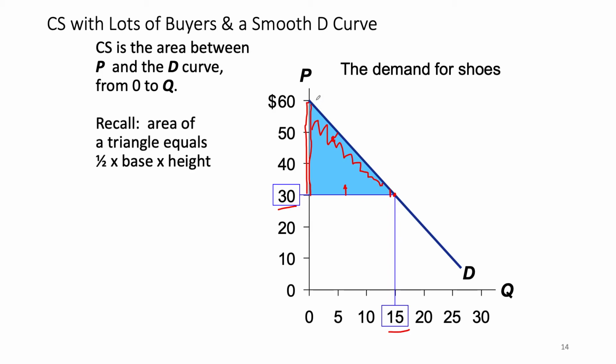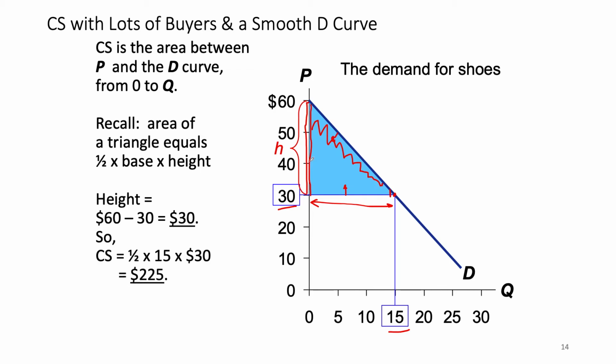So to calculate the area of a triangle, you know the formula. The area of the triangle is 1/2 times the base, which is this, times the height, which is this. Okay. So the height here is 60 minus 30. So the height of the triangle here is 60 minus 30, or $30.